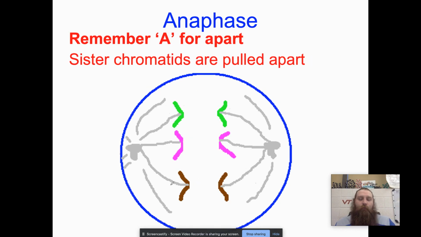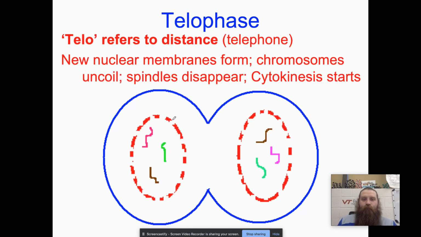In anaphase, you remember A is for apart. The sister chromatids get pulled apart. So this chromosome is made of 2 parts, and they are getting pulled to the 2 opposite sides of the cell, just like that.